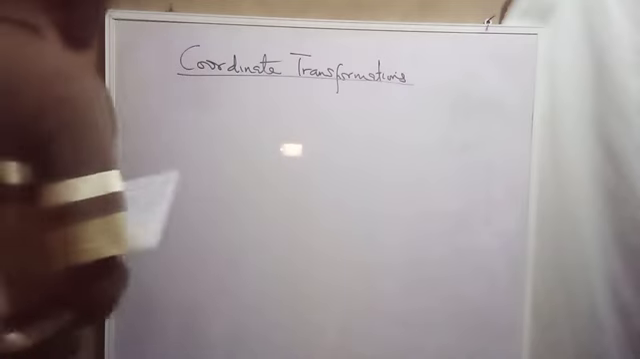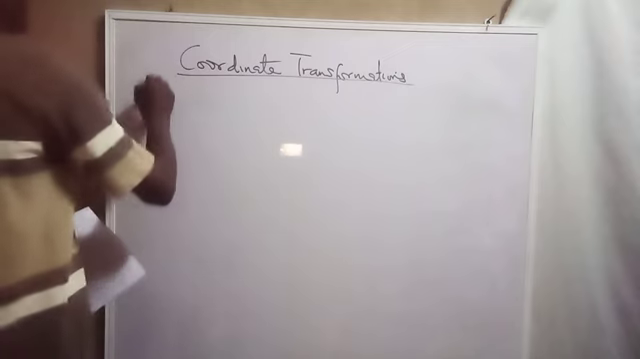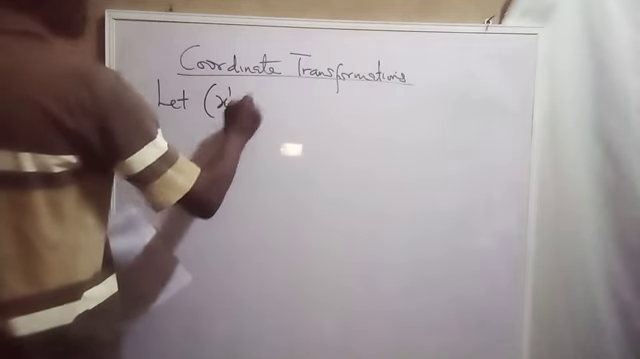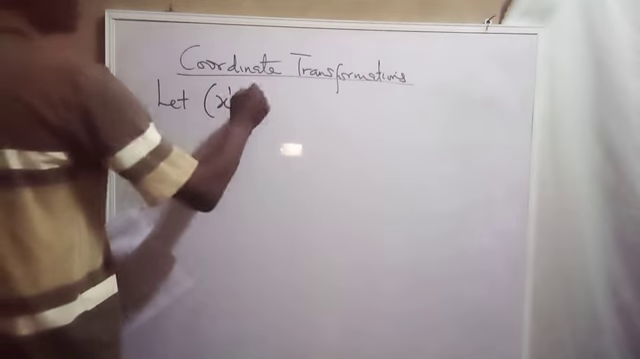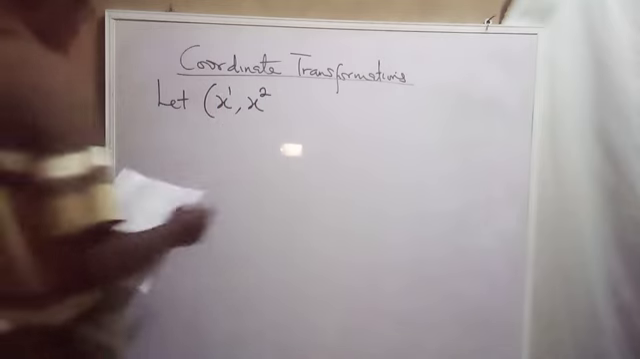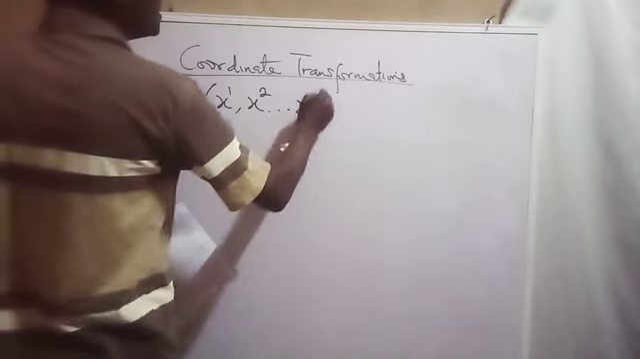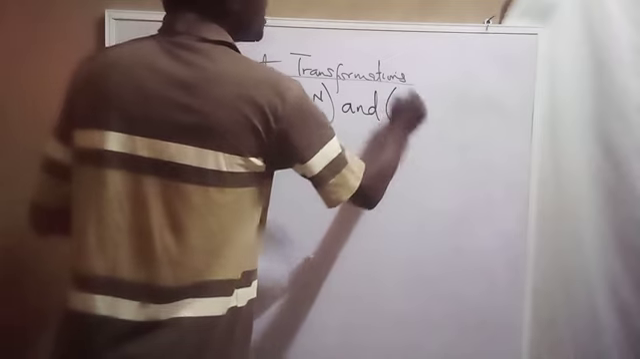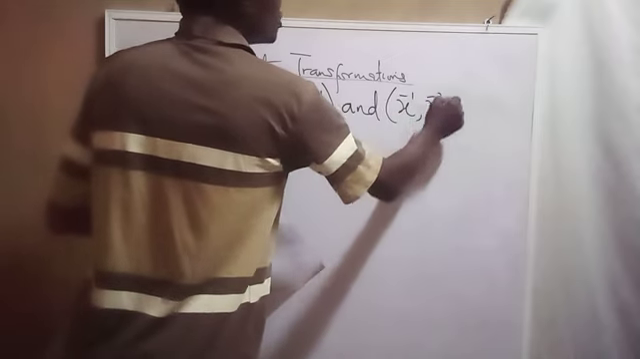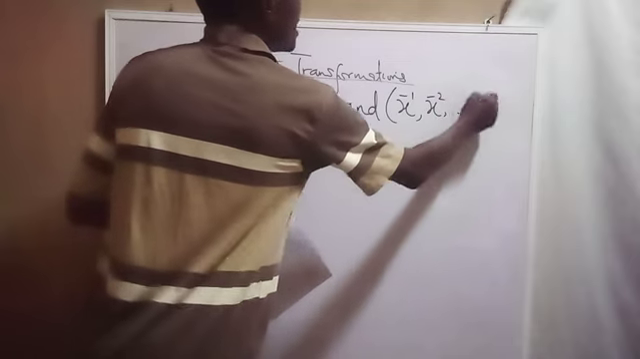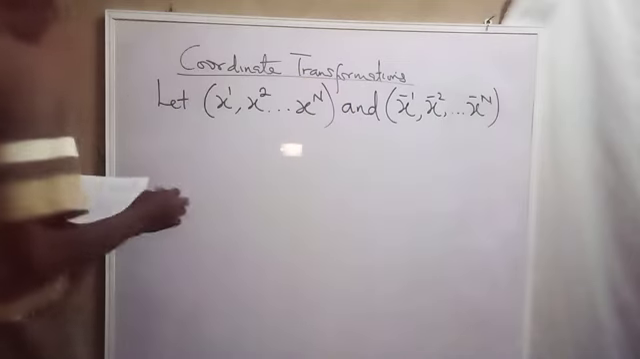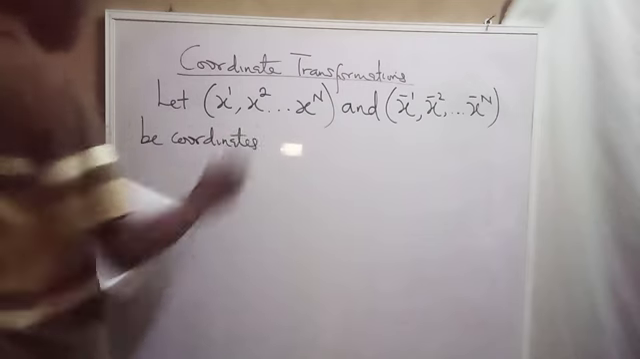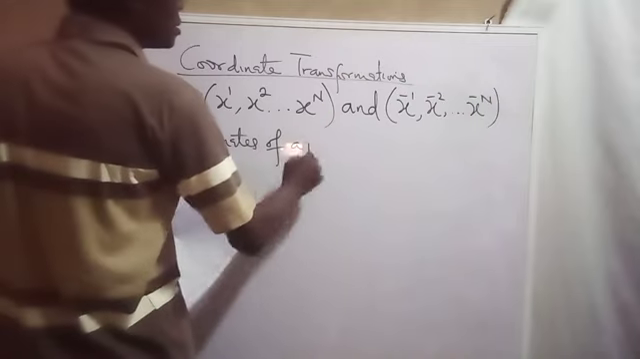Let's look at it from this definition. Let's say x1, x2, up to xn. These are not exponents, they are like indexes. Let's combine the two now: x bar 1, x bar 2, up to x bar n. Let these be coordinates of a point.